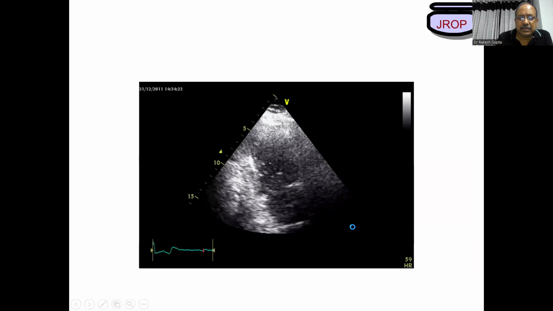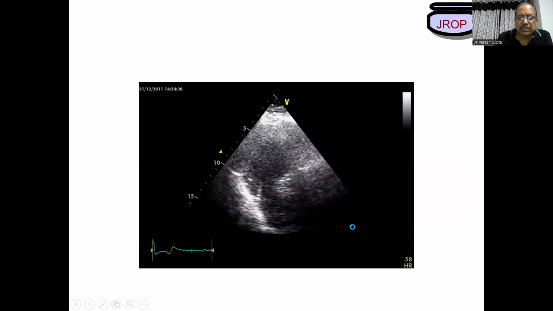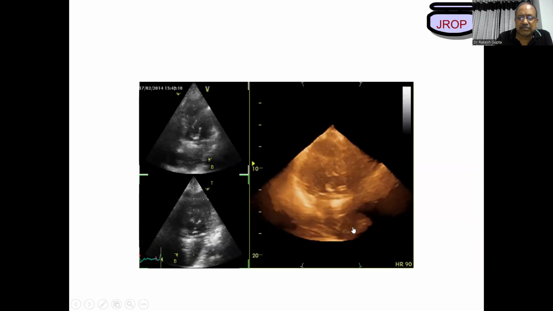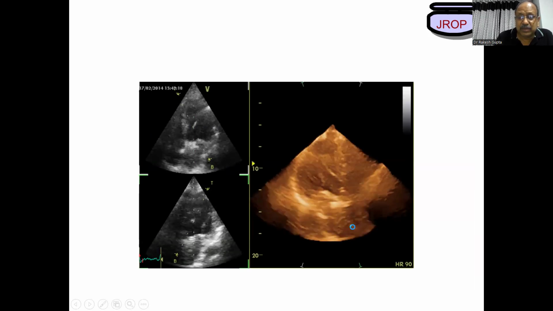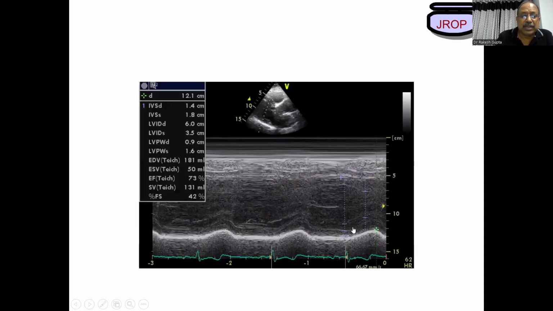Normal LV function, 4 chamber, 3 chamber, 2 chamber, very poor echo windows. Look at the LV thickness: 1.4, 1.8, 0.9 and 16. So 1.4 is considered to be on the higher side, as we take 1.1 as normal.